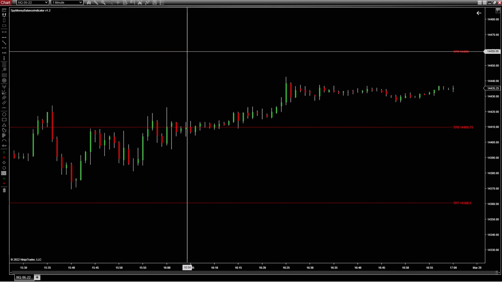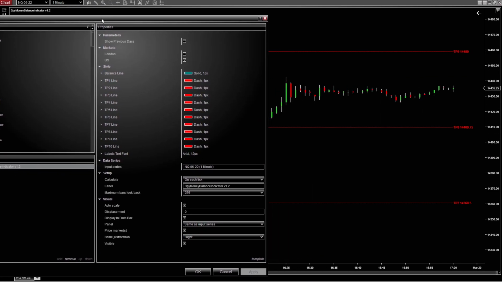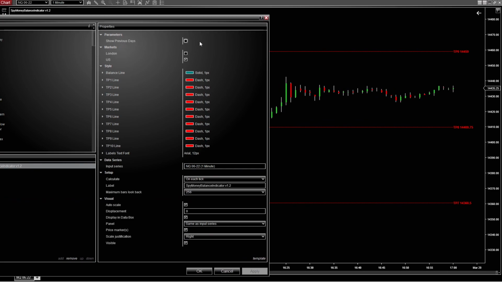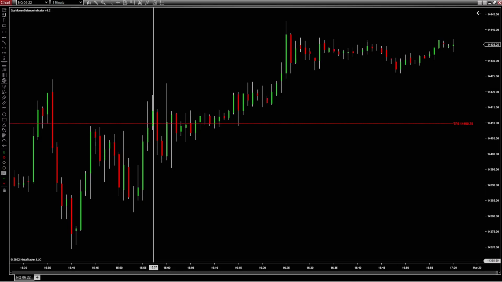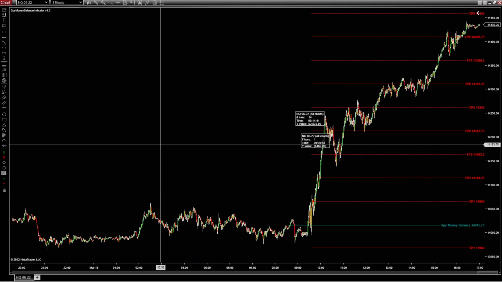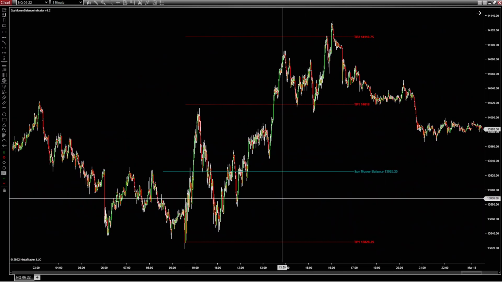So let's look at the indicator. We've got the show previous day option, so we can turn that on and we can see the previous days on this. So when we go back, right here's the previous day.